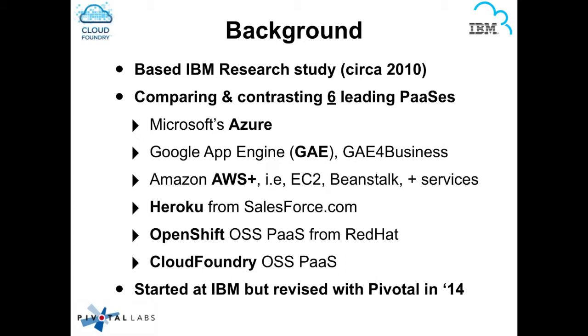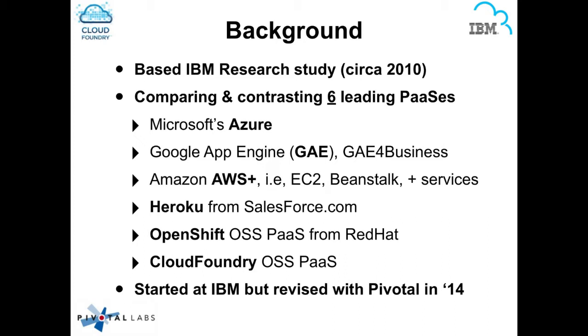But the rest that you're going to see are things like Microsoft Azure, Google App Engine, which got ramped up recently, and AWS, but specifically Beanstalk, and of course the services that are around it, Heroku and OpenShift. And it was significantly revised with Pivotal's help and certainly James this year.